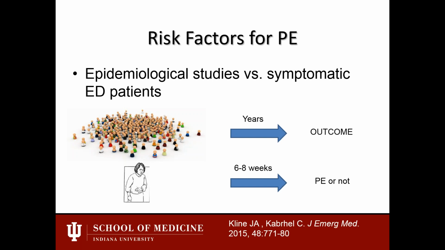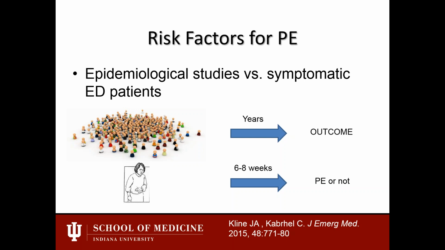So let's get started by thinking about being in the emergency department and seeing a symptomatic patient down here at the bottom of the screen. And what is going to increase or decrease the probability that this symptomatic patient is going to end up with a diagnosis of pulmonary embolism in the next couple of months?